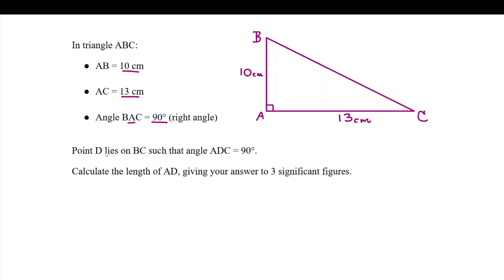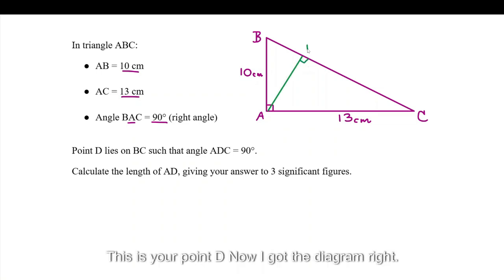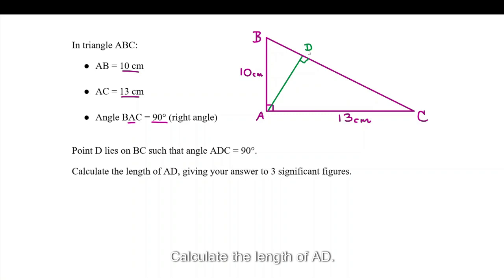Point D lies on BC. Okay, so point D is somewhere on BC such that angle ADC is 90 degrees. So from A to D, it should be 90 degrees. So obviously, it should be like this. This is your point D. Now I got the diagram right. Calculate the length of AD.